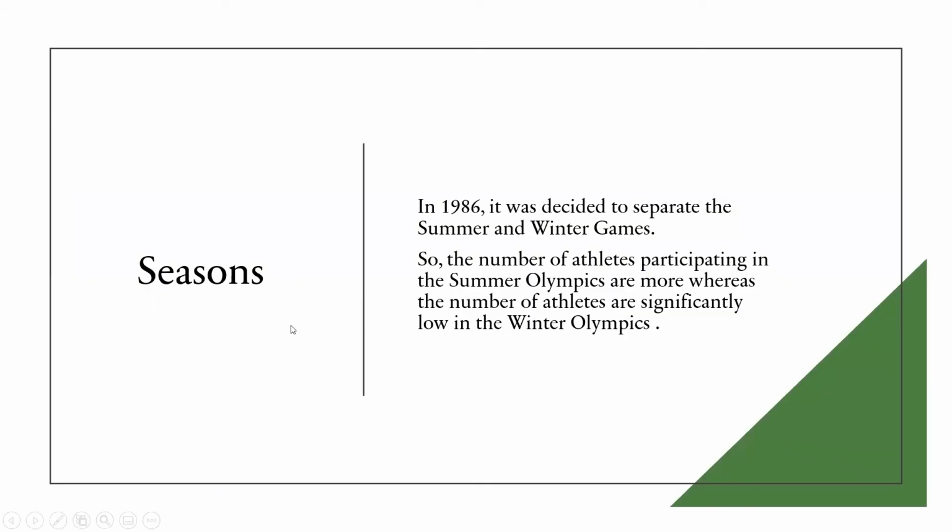Now coming to seasons, in 1986, it was decided to separate the summer and winter games. So the number of athletes participating in the summer Olympics is more, whereas the number of athletes is significantly low in the winter Olympics. To give the precise data, we have to perform a SQL query on this.